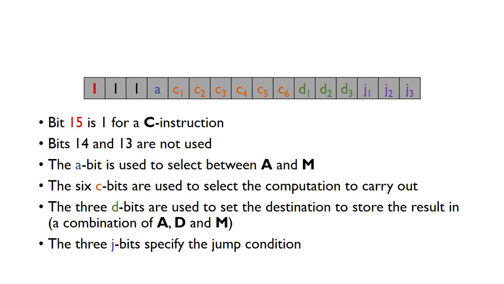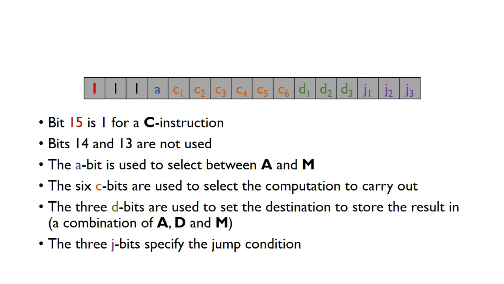So this is the format for a C instruction, so it's a bit more complicated than an A instruction. We can see now this bit 15. When bit 15 was a 0, we knew it was an A instruction. When bit 15 is a 1, we know that we're referring to a C instruction. 14 and 13 are not used. These are just set to 1.